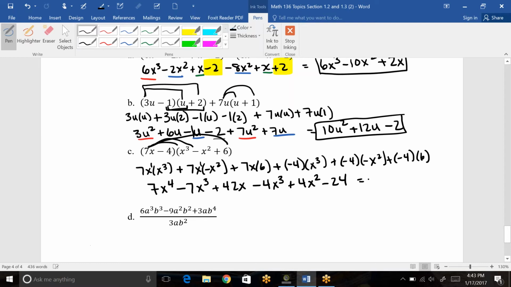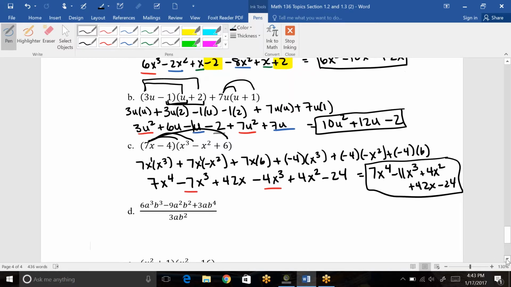Okay, so I do not have anything that goes with 7x to the fourth, so it just gets brought over. I do have some cubes that match, so negative 7x cubed and negative 4x cubed. That would be negative 11x cubed. I have an x squared that would come next, so 4x squared. I have a 42x, so I'm going to write that underneath, and a negative 24. I ran out of a little bit of room there, but we would write this all on one line. None of those can be added any further because they're no longer like terms.